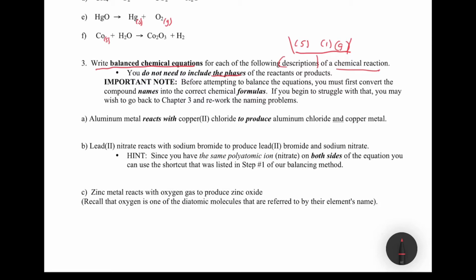So we're going to convert the names into correct chemical formulas. We don't need to go back. We got this. So we know right off the bat, aluminum is Al. We know that we have copper. It reacts with copper 2 chloride, right, to produce aluminum chloride, plus copper metal.